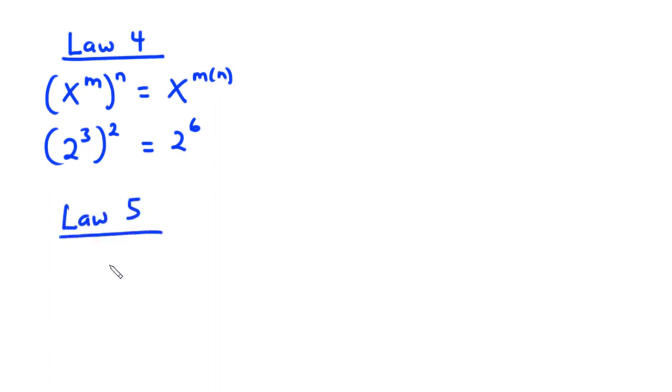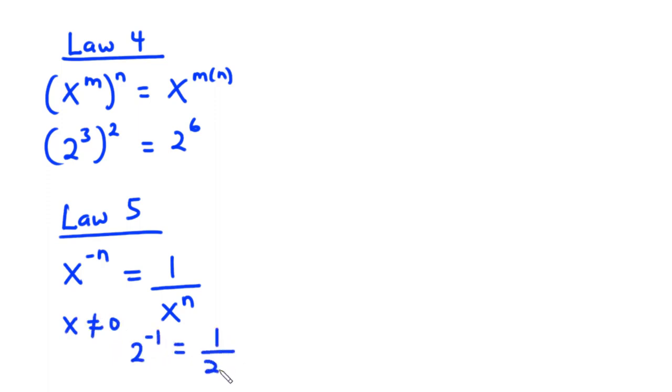So for law 5, if you have x exponent negative n, now this is equal to 1 over x exponent n, provided x is not equal to 0. Now if you have 2 exponent negative 1, then that is equal to 1 over 2 exponent 1, which is equal to 1 over 2.